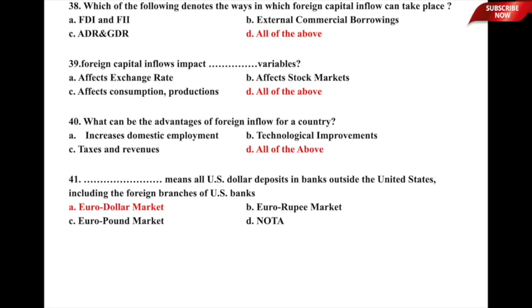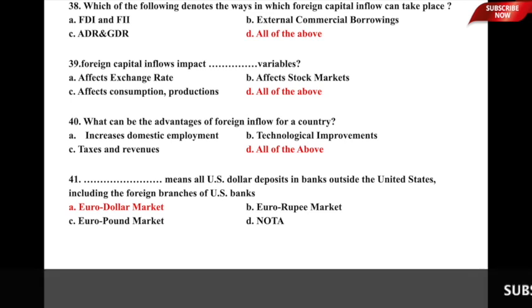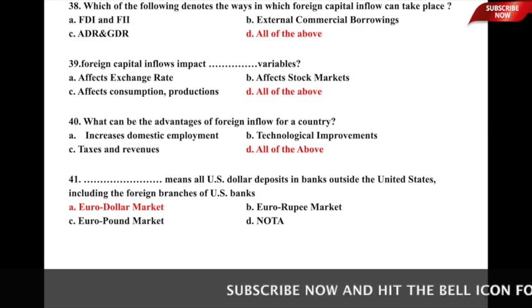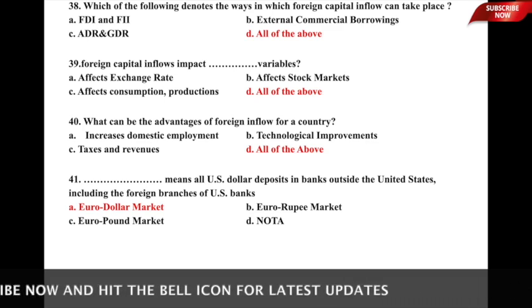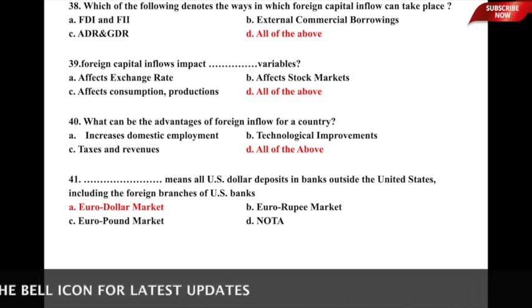Let us now move to question number 40. Question number 40 is, what can be the advantages of foreign capital inflow, to be very precise, in a country? First is increases domestic employment, B technological improvements, C taxes and revenue for the government, and D all of the above. So, here what can be the possible advantages of foreign capital inflow for a country?